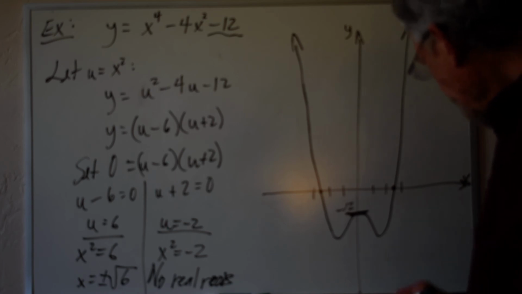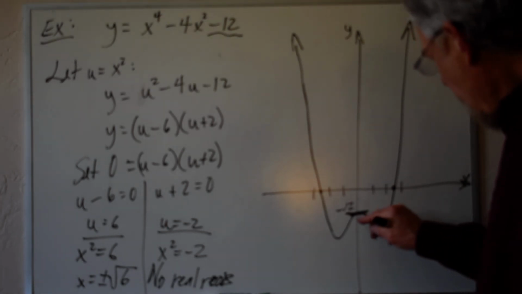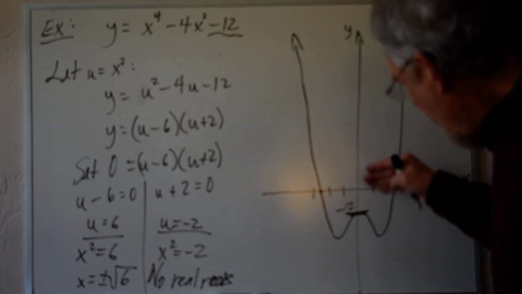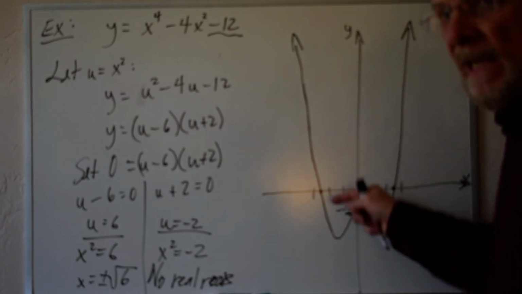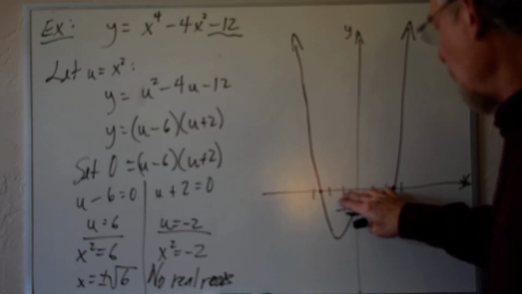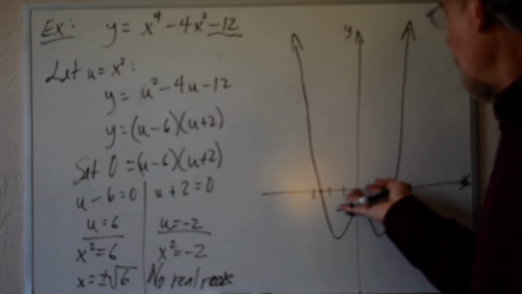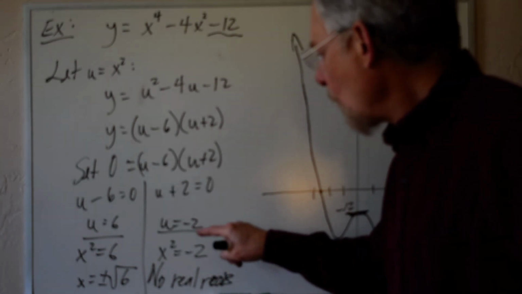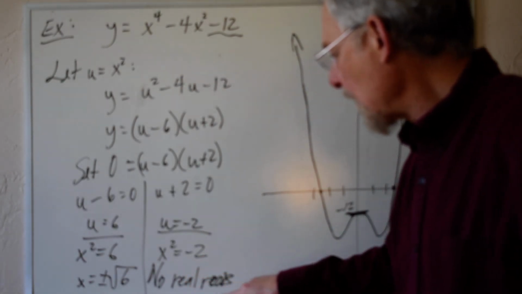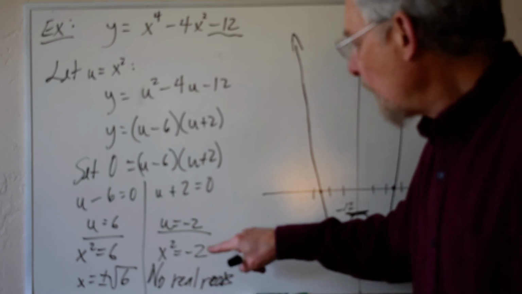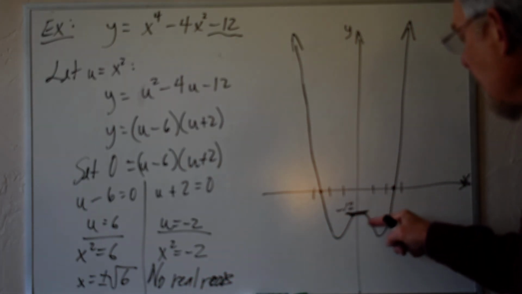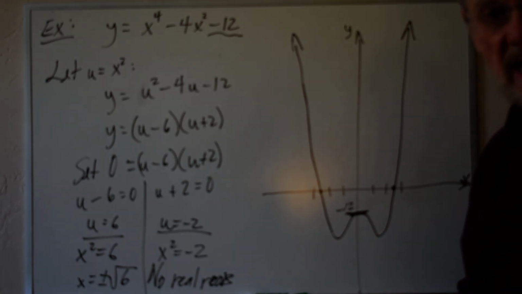Now, the fact that the hump is entirely below the x-axis means that there's no more x-intercepts. If the hump was up higher and crossed the x-axis a couple times, we would have had roots. This would have worked out so that we got some real roots here. The fact that we did not get real roots here is the same as the fact that the hump lies entirely below the x-axis.